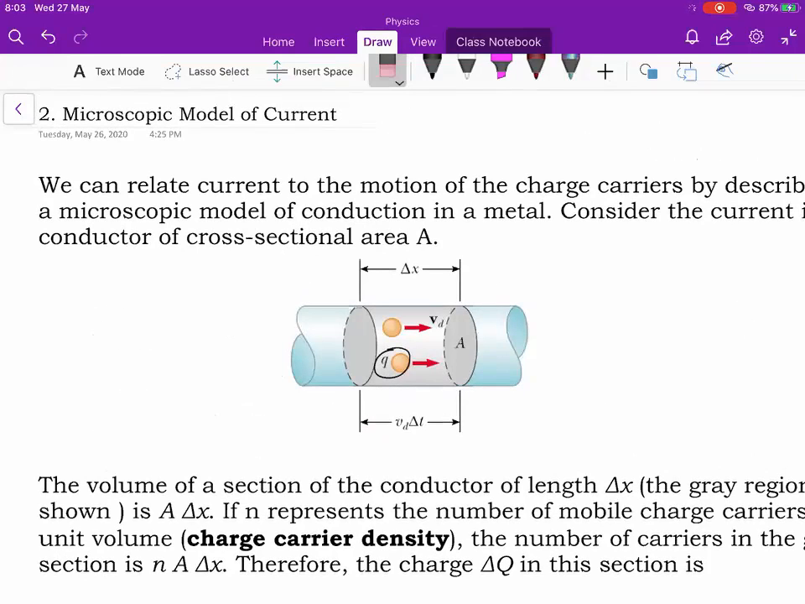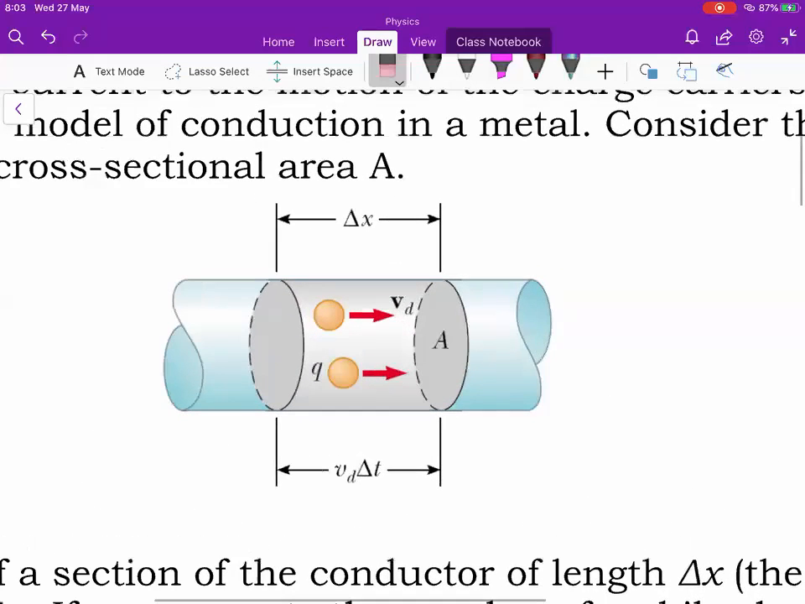Let us try to understand the microscopic model of current. How does current flow? And what is the relationship between the various intrinsic parameters of a conducting wire? So right now we are restricting our discussion only to a specific case of a conducting wire. So let's say this is one cross section of the conducting wire of area A, through which you assume that the charge carriers are moving with a speed of Vd.